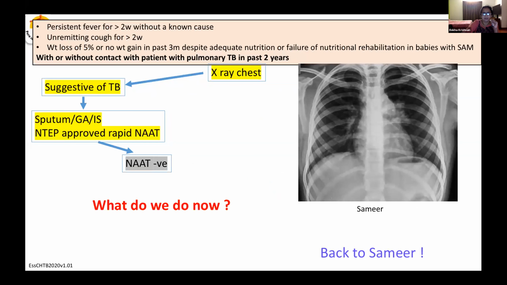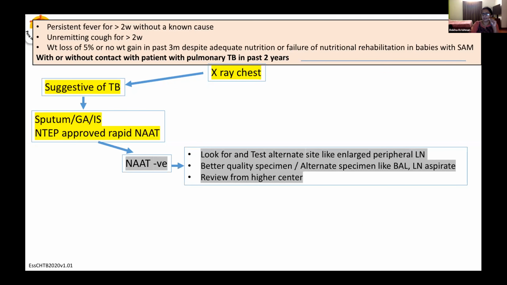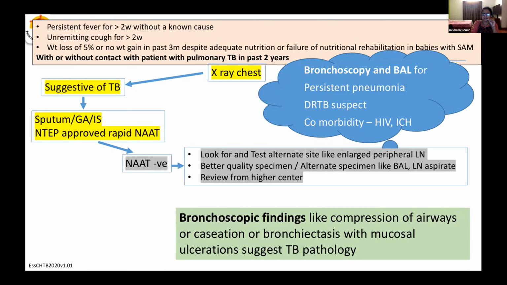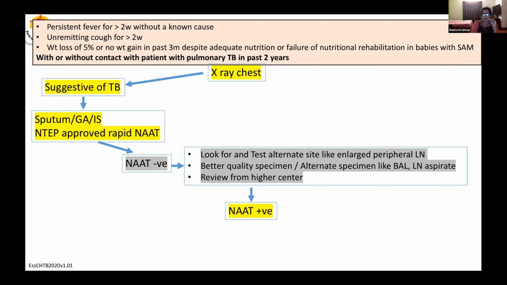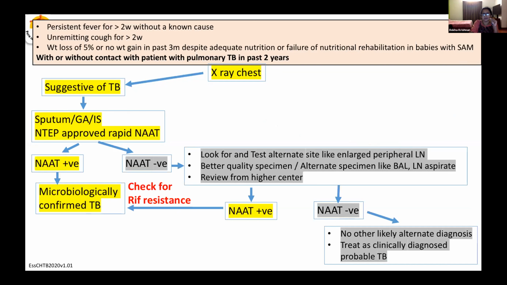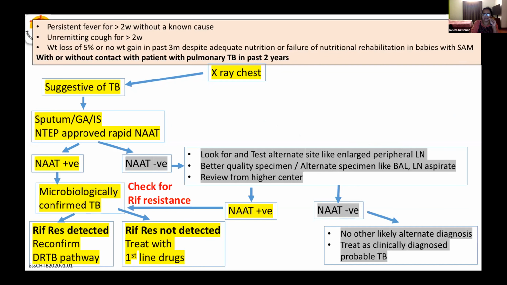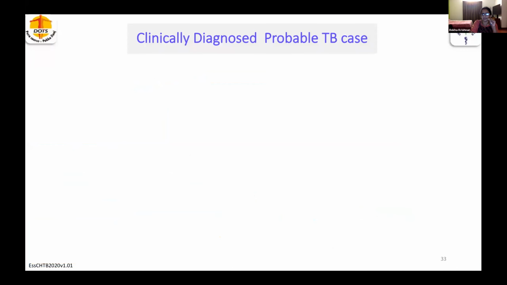And is any other test available? In the beginning itself, I have said you should check for an alternative specimen, a good quality specimen, and repeat the test. If it is still negative, you have to go for additional tests when indicated, like bronchoscopy and CT chest, assess for any additional comorbidities, and work up for persistent pneumonia. And if everything is negative, then after ruling out all other diagnoses, you can treat the child as clinically diagnosed probable tuberculosis.